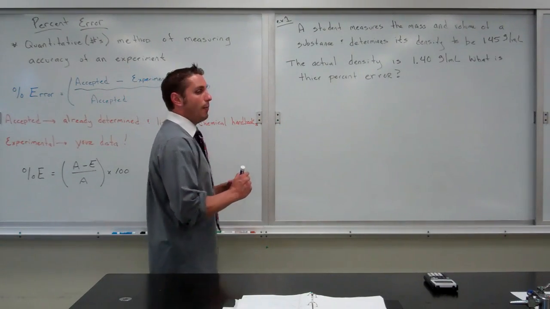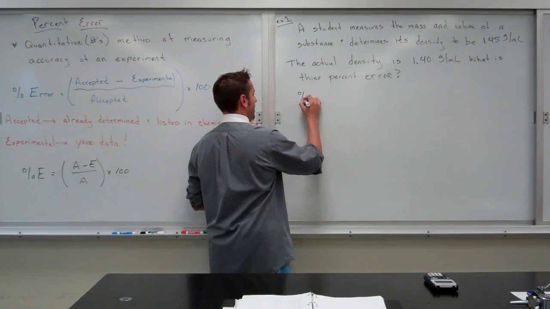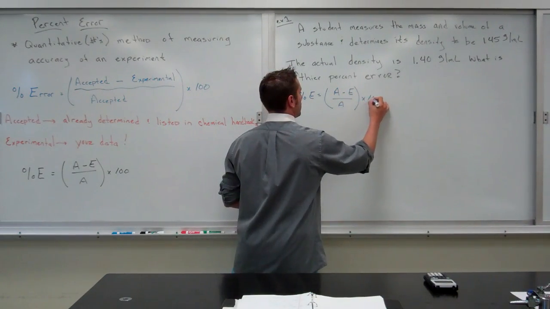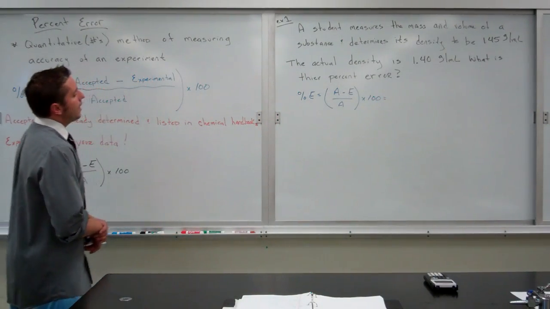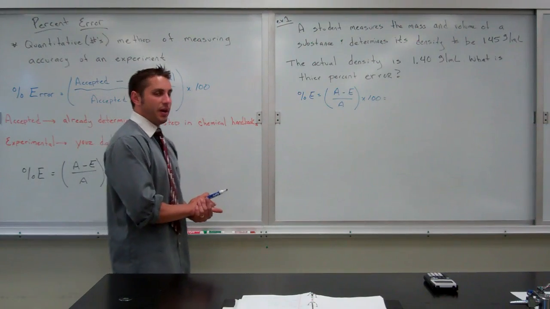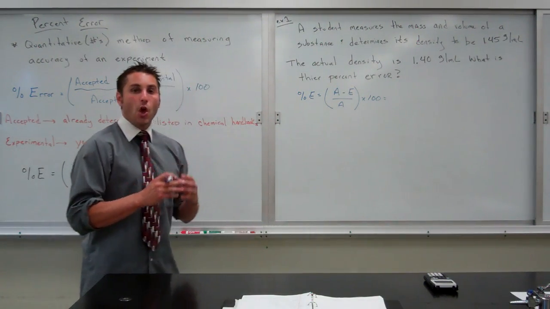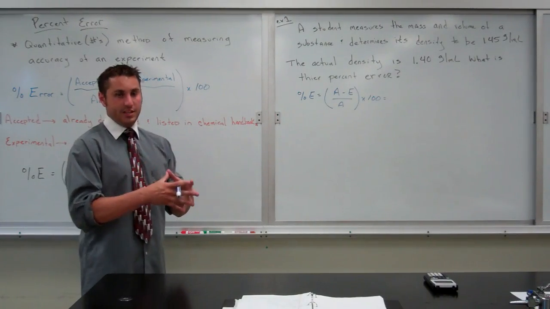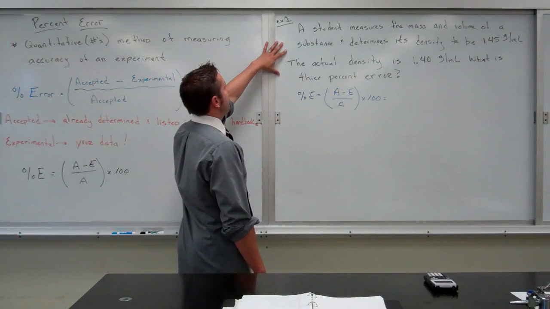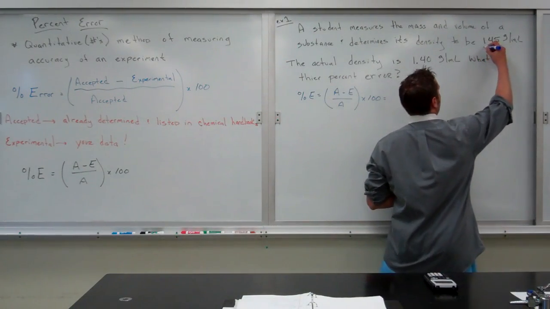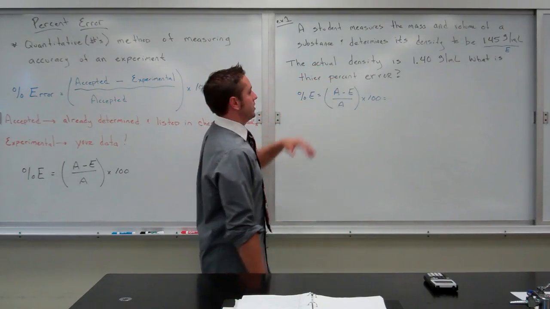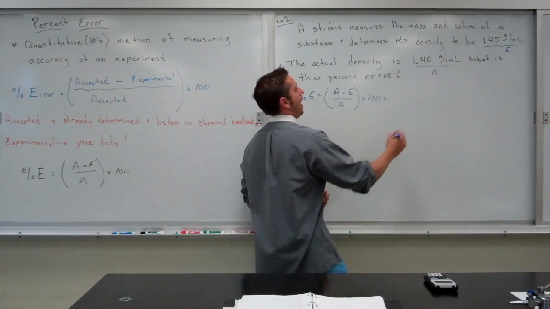So, if we are going to do a percent error problem, we need to start with the percent error equation. Percent error is equal to A minus E over A times 100. Now, the important thing here is to decide which of those numbers is my accepted, which of those is my experimental. The difference you're looking for is which of those numbers was given to me as the definitive value and which of them was the one that I gathered from the laboratory. So if a student measures the mass and volume of a substance and determines its density to be 1.45, because the student has done that, I'm going to call that the experimental. The actual, and actual is another word for accepted, is this. That must be my accepted value.